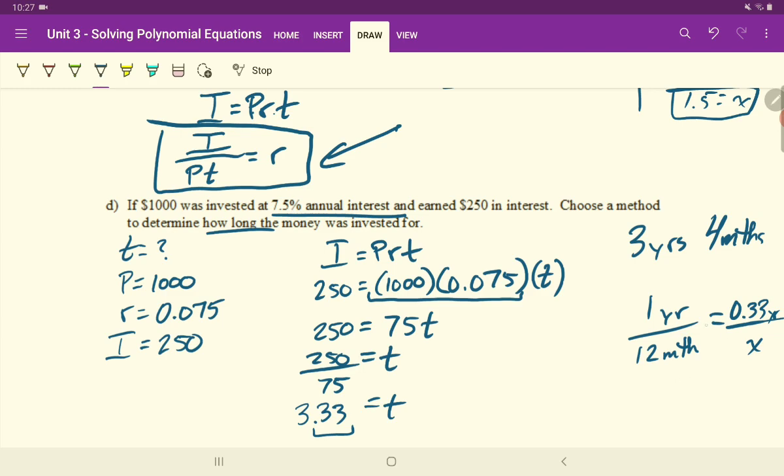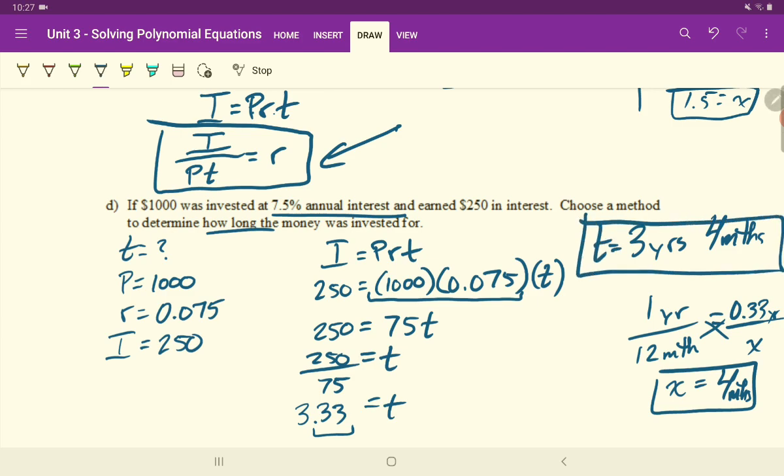X times 1, cross multiply. X times 1 is X. 12 times 0.33 repeated is 4, right on. So converting this into months, we got 3 years and 4 months. Or converting just the decimal part into months, just to give us a clearer understanding of how much time we have. Okay? And there you have it.